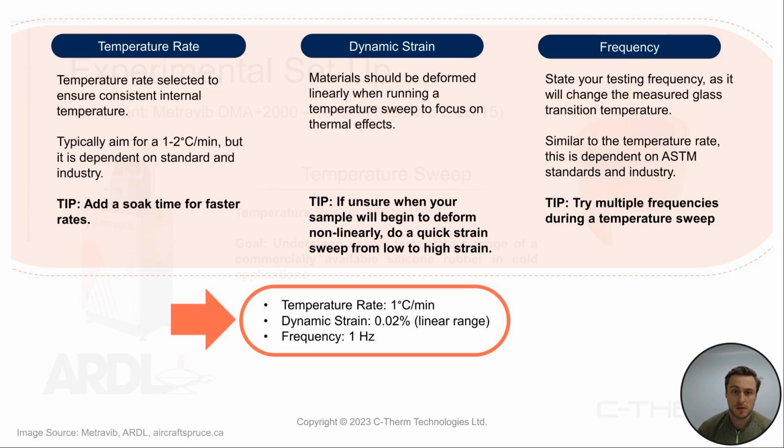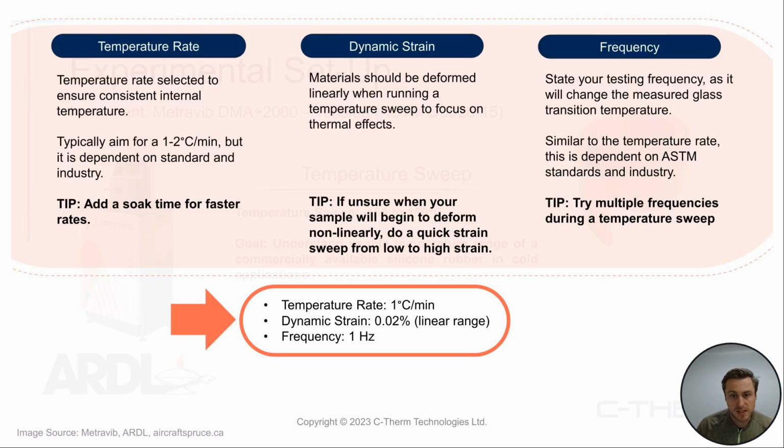And finally, frequency. This one is highly dependent, but it's always important to state your testing frequency as it will change your measured glass transition temperature. Similar to temperature rate, it's really dependent on the ASTM standard used or the industry. Typically, an ASTM standard will recommend a lower frequency of like 1 to 5 hertz, which can be done on most DMAs. However, there are certain industries where you want to test at higher frequencies as well.